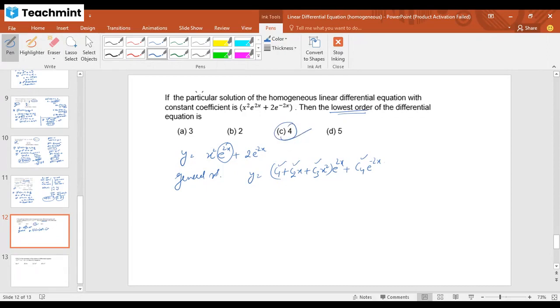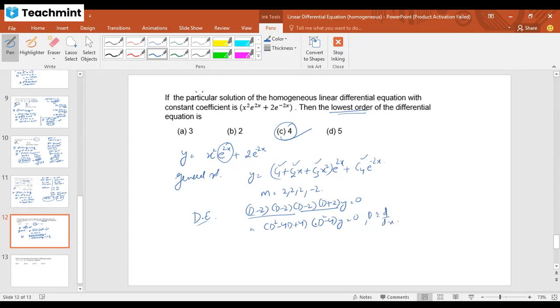Because what are the roots of the auxiliary equation? In this case, we get 2, 2, 2 and minus 2. These are the roots of the auxiliary equation. And if we want to find the differential equation, then it is (D minus m1)(D minus m2)(D minus m3)(D minus m4) y equal to 0. So this is (D square minus 4D plus 4)(D square minus 4) y equal to 0. Okay, and you can take the product, you will get a fourth order differential equation.